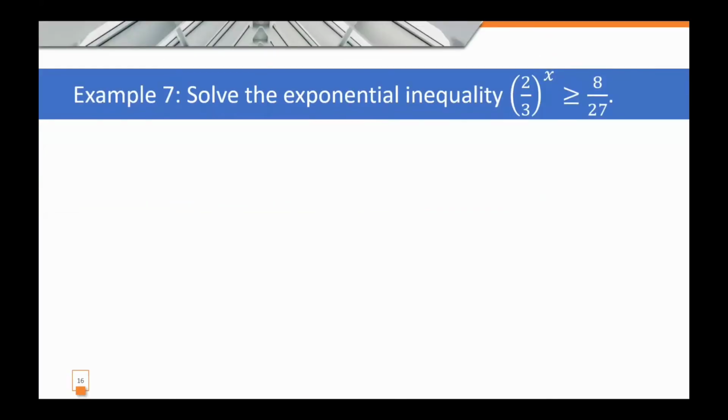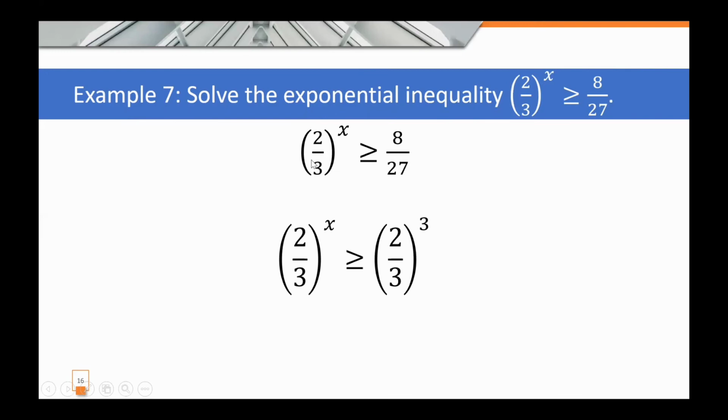Let's have example number 7. We have here the inequality 2/3 raised to x greater than or equal to 8/27. Let's take note of the given and also the symbol. The bases should be the same on the left side and on the right side. You have to make the right side of the inequality 2/3. So, how to get that? What will be the exponent of 2/3 on the right side of the inequality? Just copy the left side, 2/3 raised to x greater than or equal to 2/3 raised to 3. 2 cubed is 8, 3 cubed is 27.